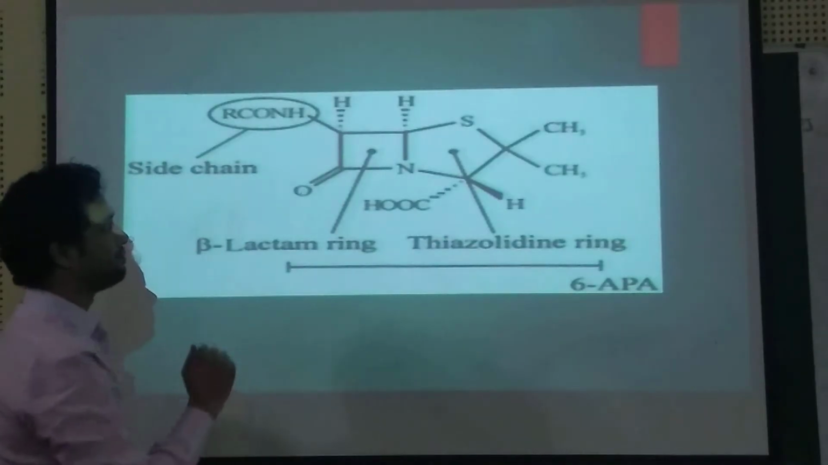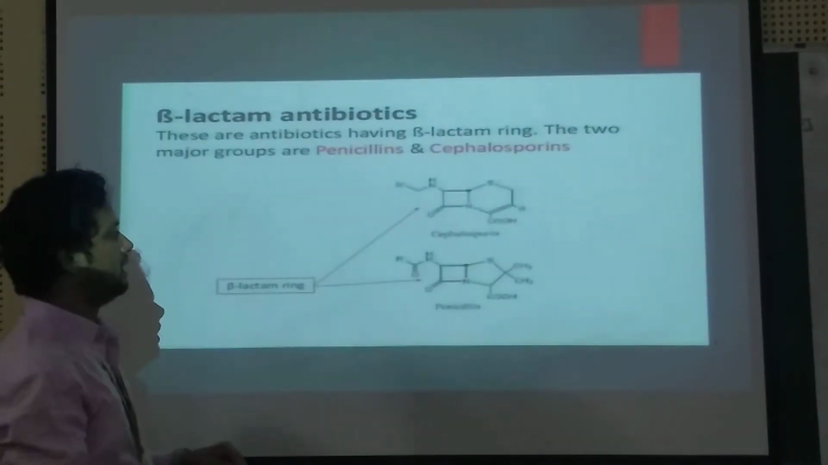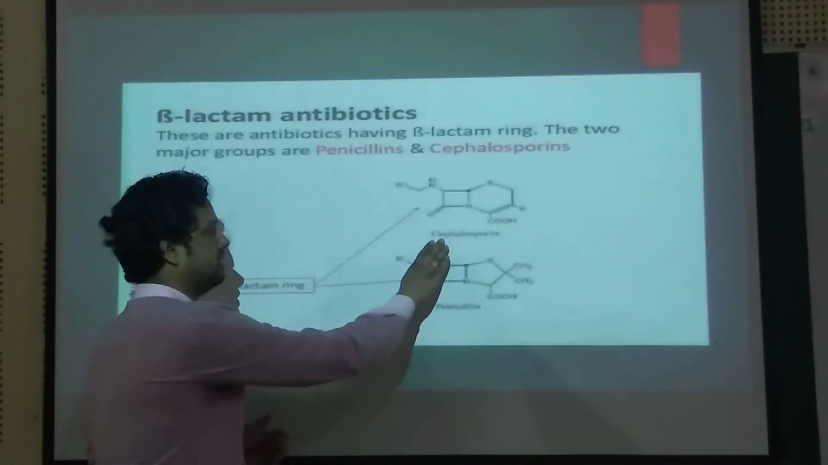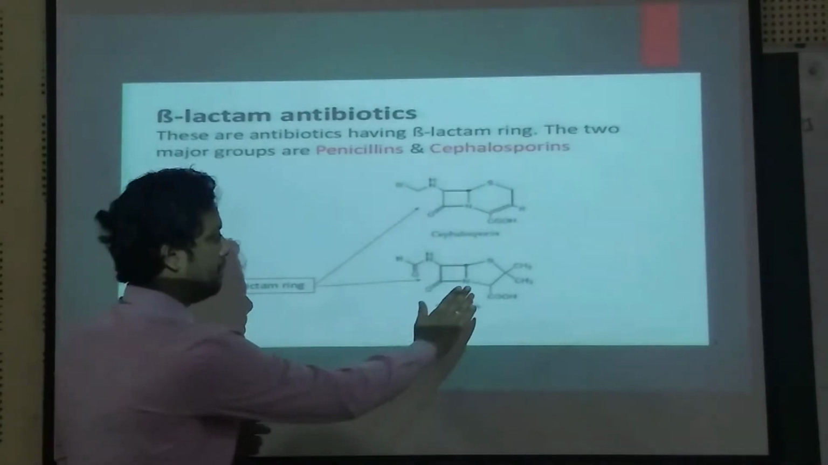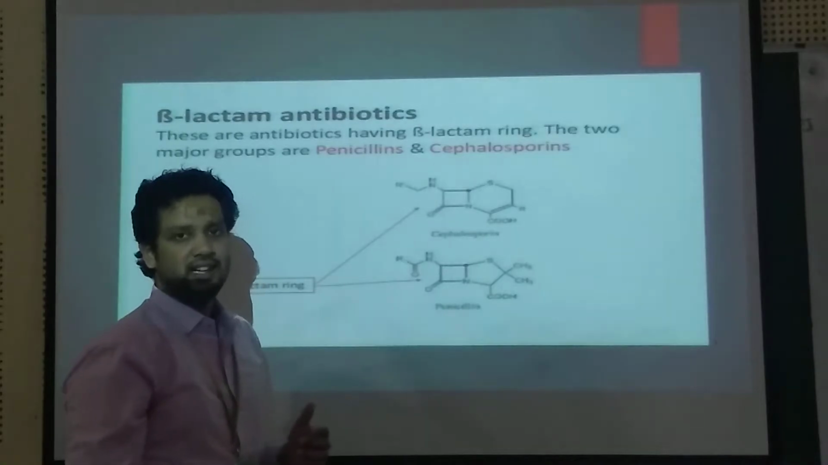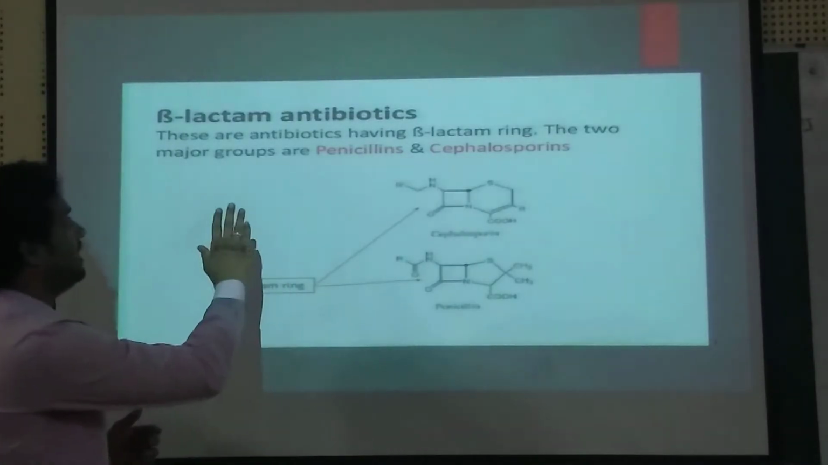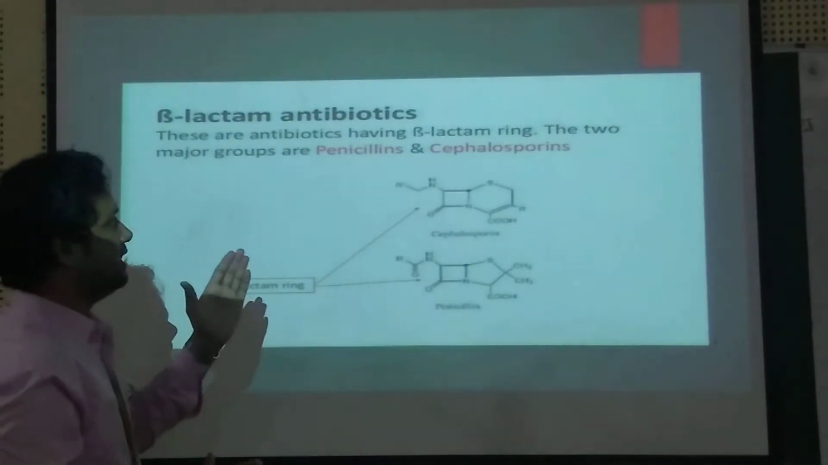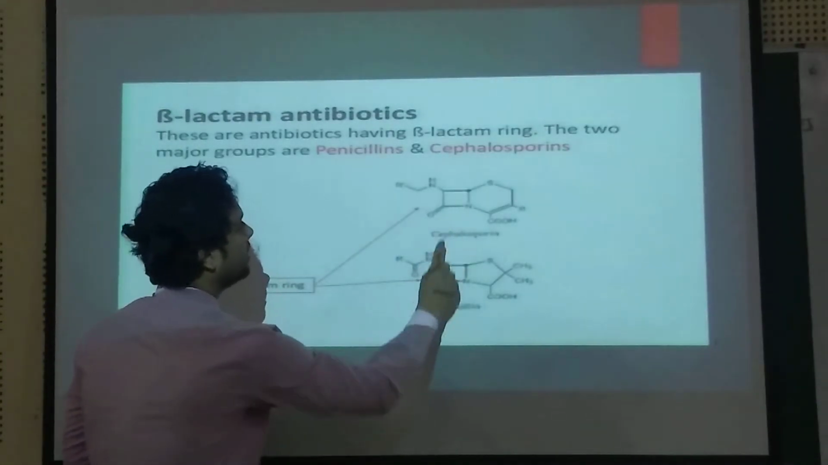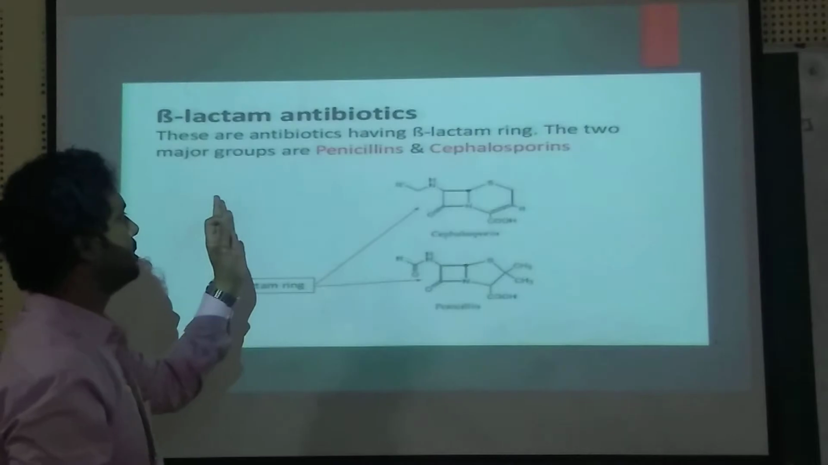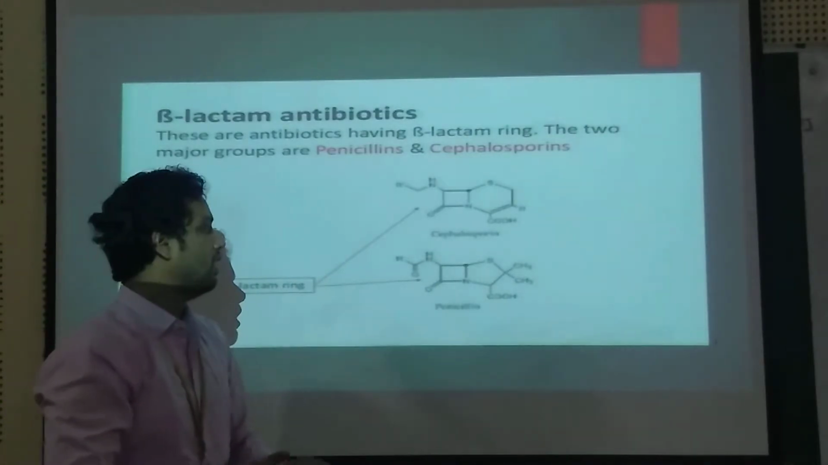So let's come with me. Here I am showing something else: this is the cephalosporin and this is the penicillin. What is the difference? This is the pentacyclic ring and this is the hexacyclic ring. So beta lactam antibiotics are the antibiotics having a beta lactam ring. What is the beta lactam? This one is the beta lactam ring. The two major groups are the penicillins and cephalosporins.